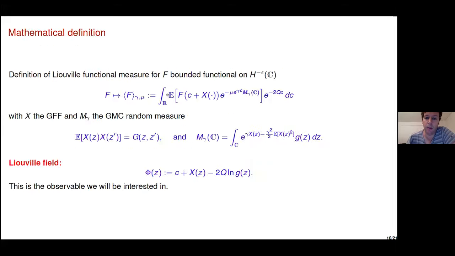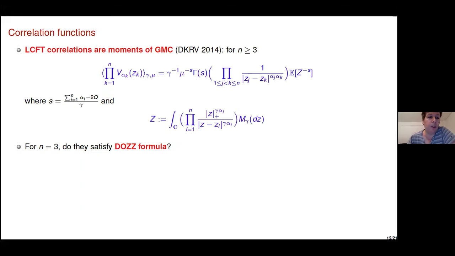Okay, and just to make things concrete, we actually have a probabilistic formula for these correlation functions. And we show that, up to a trivial global function which is completely explicit in the points z_k, the correlation function in Liouville is nothing but the average of some random variable Z to the power minus s, and s is related to the alpha_k's by the relation s equals the sum of the alpha_i's minus 2Q over gamma, and Z is a random variable.